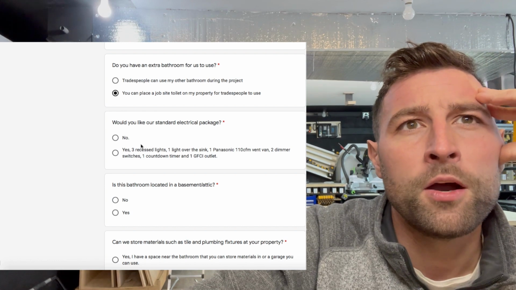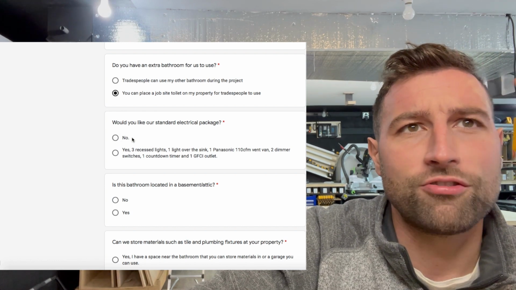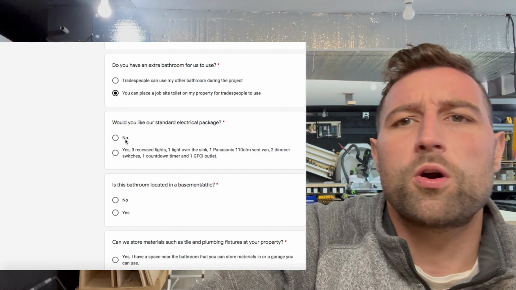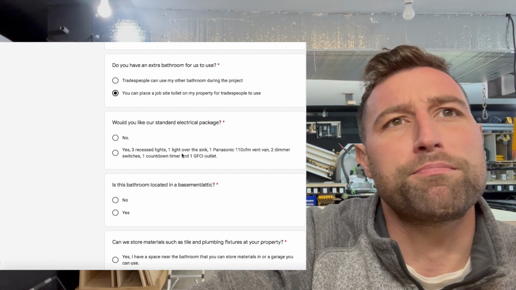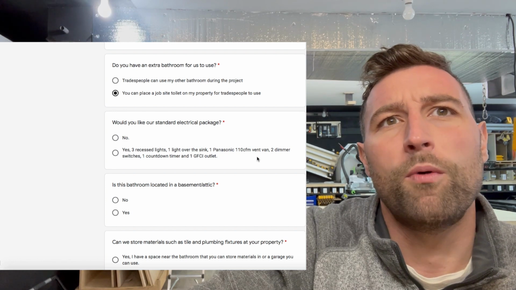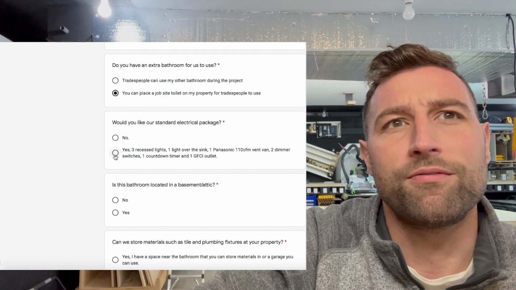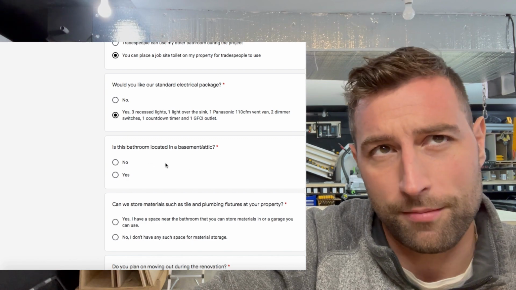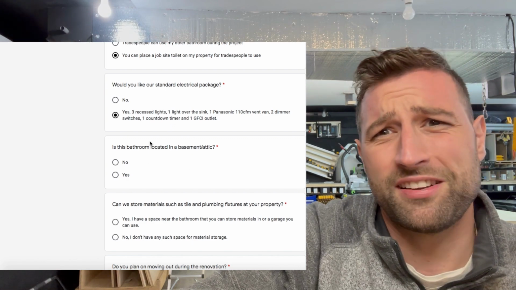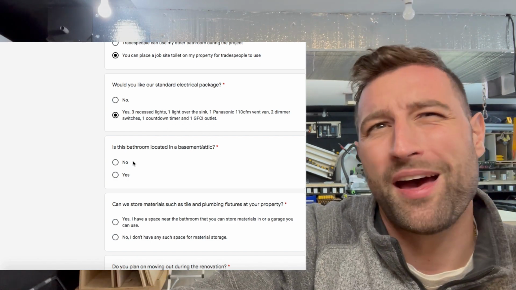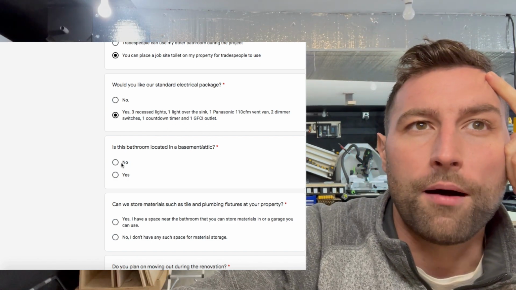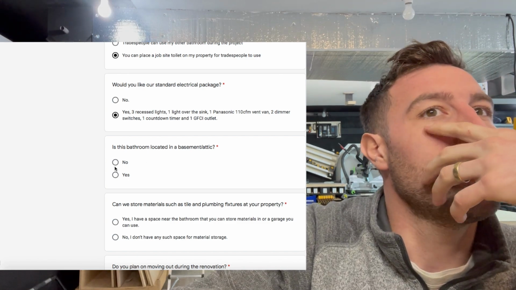Would you like a standard electrical package? No, I'd like heated floor and a television and a fireplace. Or yes, I'd like something like 3 recessed lights, 1 light over the sink, a Panasonic vent fan, 2 dimmers, 2 switches, and a countdown timer. At least the client can say, I don't know what I want, but that sounds right. So they click that because most of our bathrooms have that, or more.